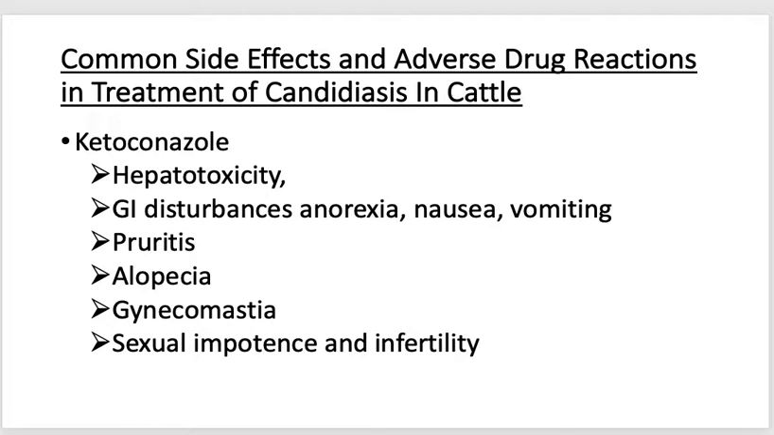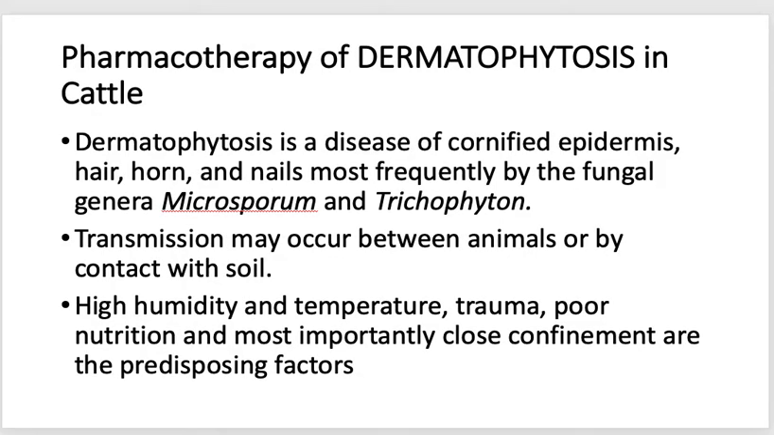Let us continue with dermatophytosis. Whenever you hear the word dermato, it means something to do with the skin. Dermatophytosis is a disease of the cornified epidermis, the epidermis with a horny layer, a hard layer of dead tissue. It involves hair, horn, and nails, and is most frequently caused by fungi of the genera Microsporum and Trichophyton.